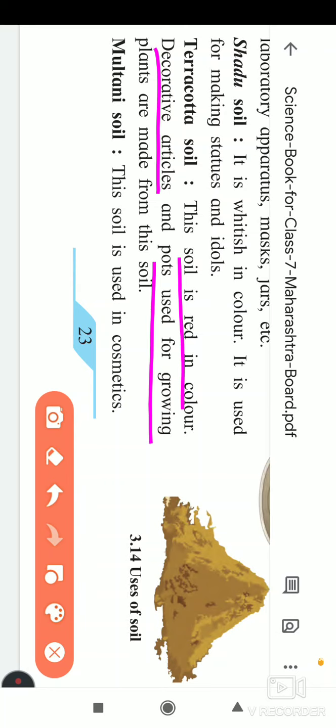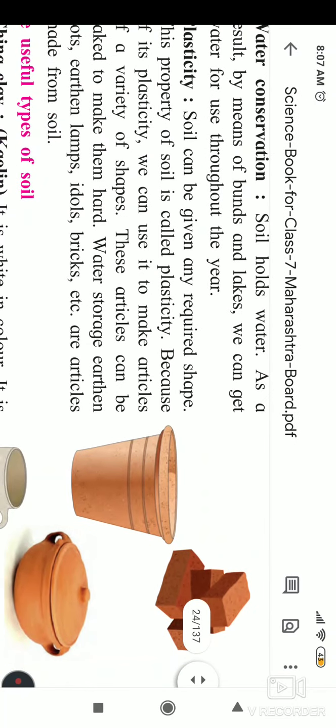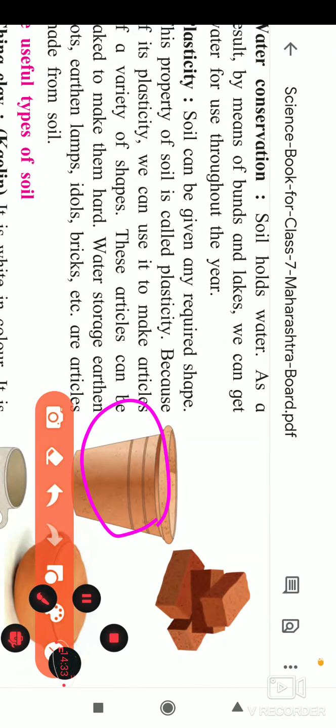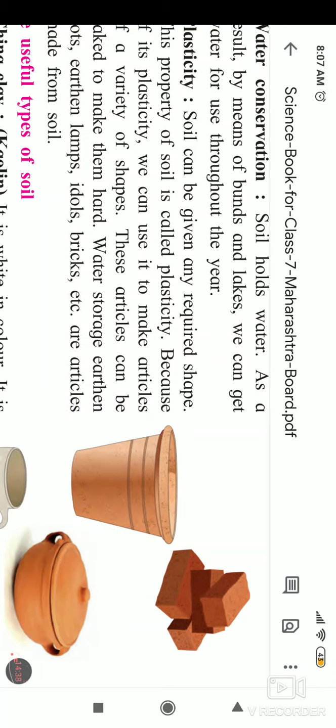Which pots? The earthen pots. Pots used for growing plants are made using this terracotta soil. If you see here in the picture, its color is red. Things like this are made using terracotta soil.